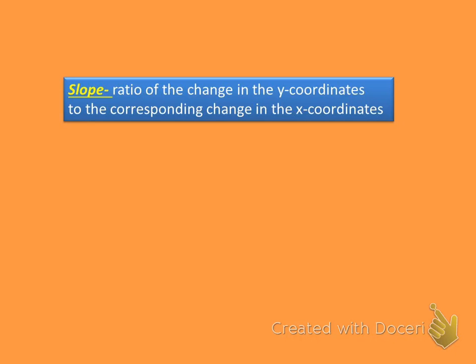Next up, slope. This one we should all be familiar with at least a little bit. Slope, the definition of it, is the ratio of the change in the y-coordinates to the corresponding change in the x-coordinates. The nice part about slope is it always pertains to straight lines, so that means it always pertains to ordered pairs. That's why they throw the coordinates in this definition.